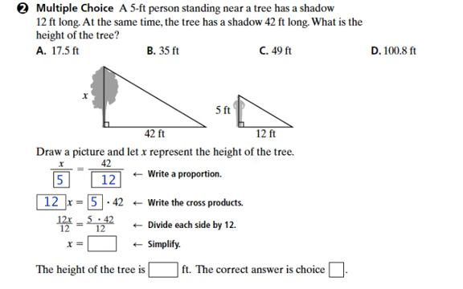12 times x is 12x. 5 times 42 is 210. We're going to write this in here and cross out the 5 times 42 in this little ratio. Now we divide both sides by 12. 12x over 12, the 12s cancel each other out, you're left with x. 210 divided by 12 equals 17.5. So the height of the tree is 17.5 feet. So the correct answer choice is A.